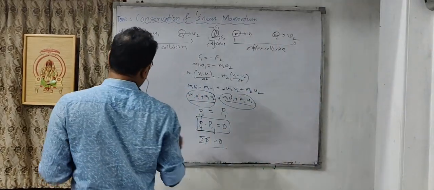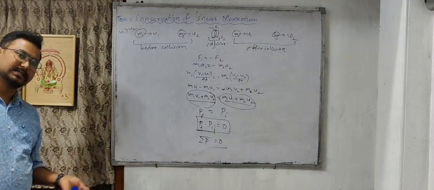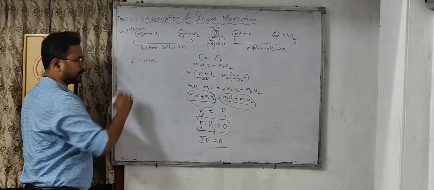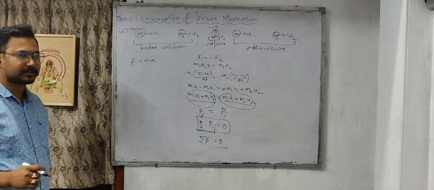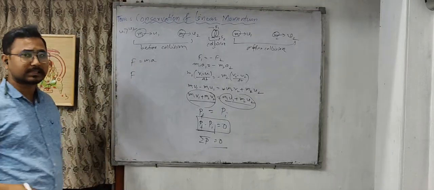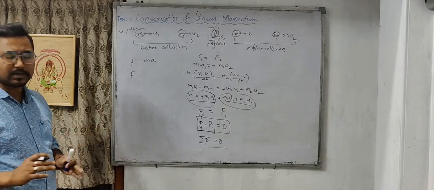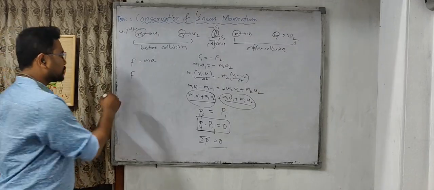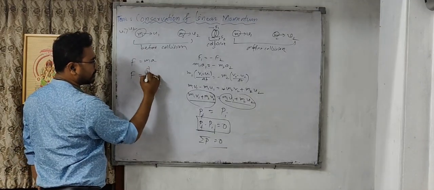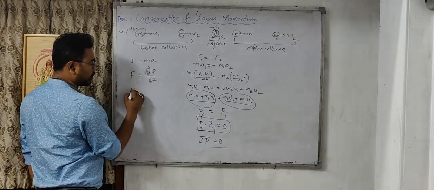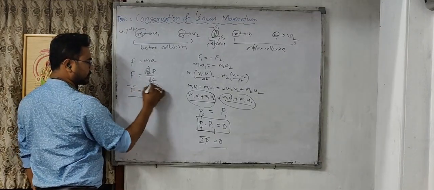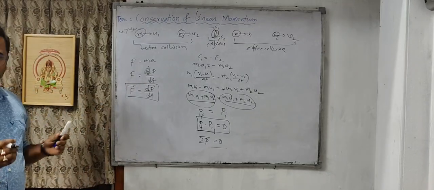Correct? Now, sir, can you do it in calculus form? Yes, definitely. How? We know from Newton's second law F equals ma. And also another formula we know: force is the rate of change of momentum, where momentum is denoted by P. So F vector equals dP by dt. As we all know, F is a vector quantity, so F vector equals dP vector by dt. This we always know, right?